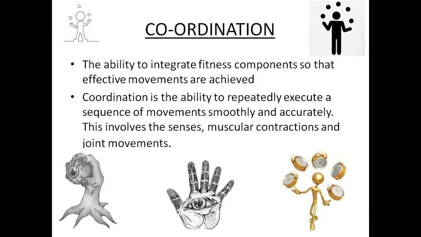Coordination. This is our banker because it's used in everything that we do. Okay, here we've got the hand-eye coordination, if you're wondering what these weird drawings are, and our ability to integrate fitness components so that our movements are effective. And we're able to repeatedly do that and execute this kind of series or schema of movements smoothly, accurately, with consistency. And this is going to involve everything: our senses, our joint proprioception, muscle contractions, okay, our brain, hand, eye, everything. So coordination is all-encompassing.